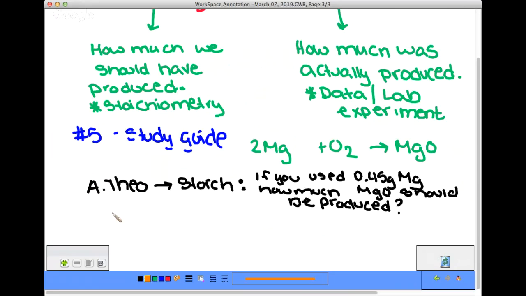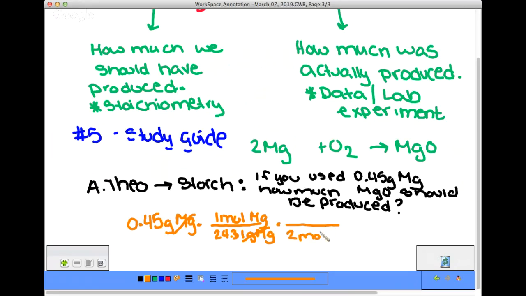Using our values, we're going to go from grams of magnesium to grams of magnesium oxide. So 0.45 grams of magnesium. We're first going to convert this into moles, so 1 mole of magnesium on top and 31 grams of magnesium on the bottom. Units cancel out. Then we're going to have our mole to mole ratio, which is 2 moles of magnesium to 2 moles of magnesium oxide.